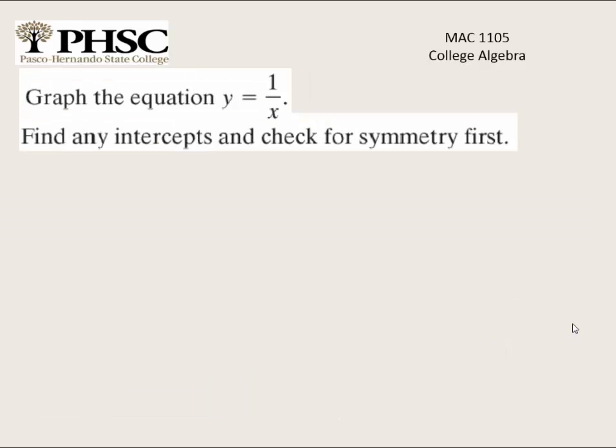Alright, so we're almost done with this particular lecture. We have one more example to do. We're going to go ahead and graph the equation y equals 1 over x. We're going to find any intercepts and then check for symmetry.